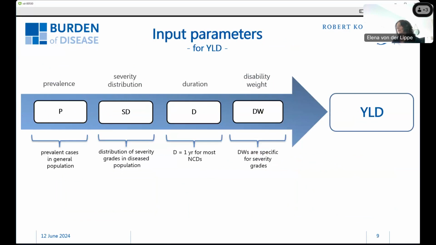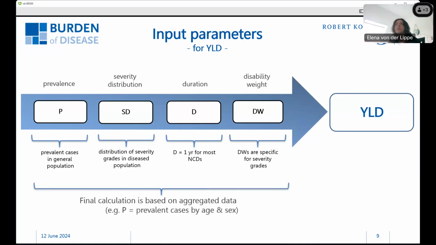This is a general slide showing how one usually estimates the years lived with disability. We need the prevalence, we have the severity distributions, the duration, which for mostly non-communicable diseases is 1 year, so it's mostly not relevant, and we have the disability weights. In our case, we have used them from the GBD. All this information is then provided to estimate the YLDs.